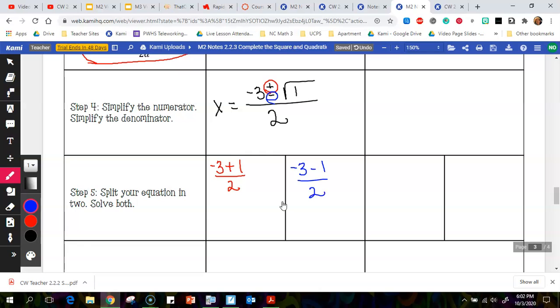All right, what's negative 3 plus 1? Negative 2. Divided by 2, negative 1. So that's our answer. That's one of the answers. The other answer is negative 3 minus 1, which is negative 4, divided by 2 is negative 2. So there's 2 answers, negative 1 and negative 2.